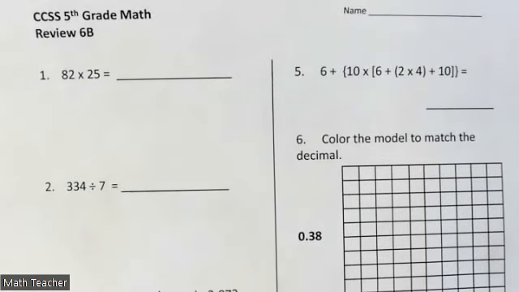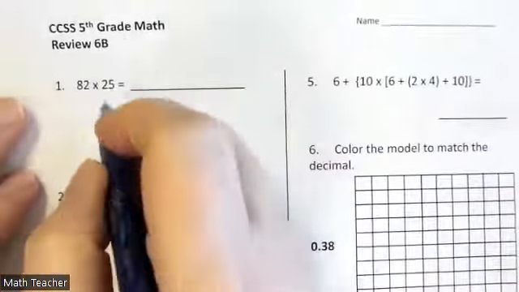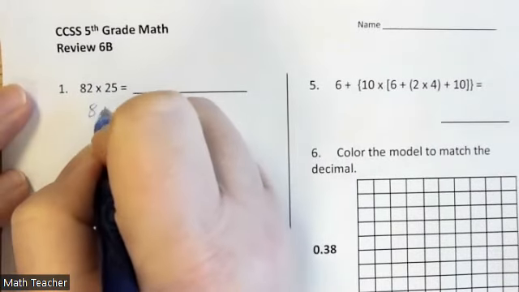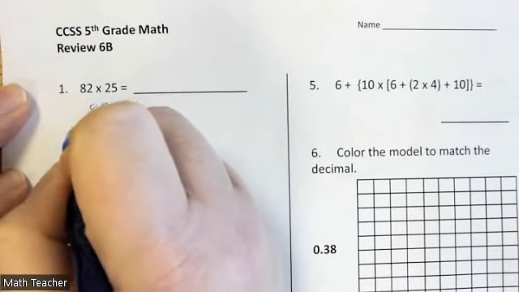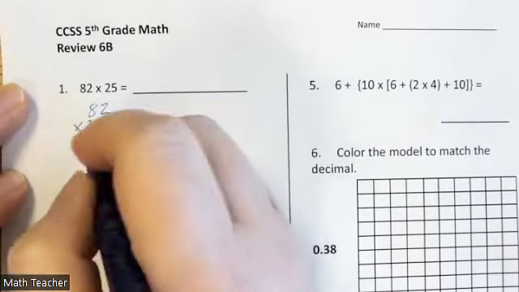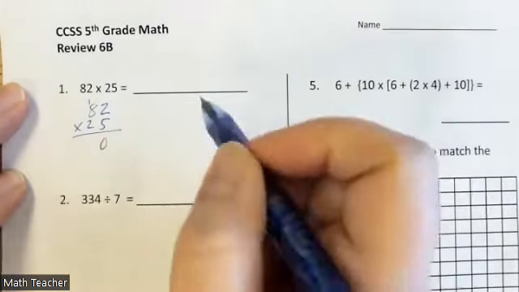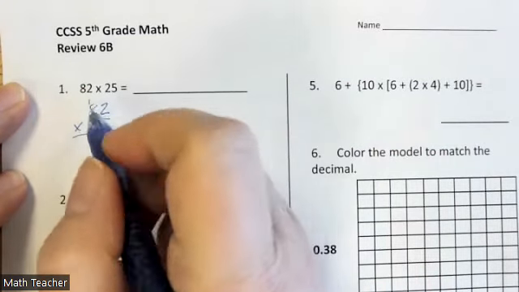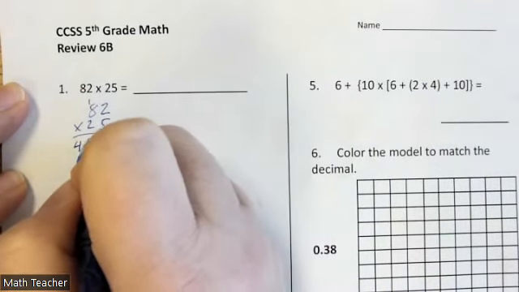Okay, we're working on skill work 6B, 5th grade math review. Number 1, we have 82 times 25. So we'll go ahead and set that up with vertical multiplication. 82 times 25. 5 times 2 is 10, write the 0, carry the 1. 5 times 8 is 40, plus the 1 we carried is 41.